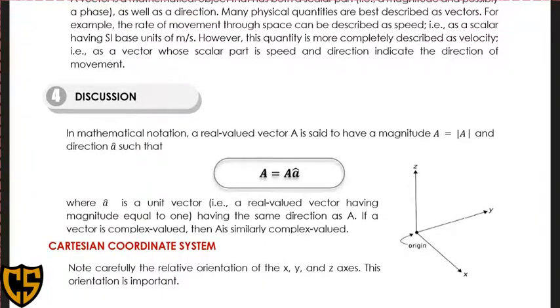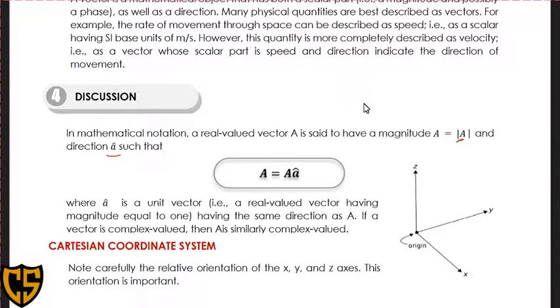So in mathematical notation, a real valued vector A is said to have the magnitude, represented by this symbol. So you can see here our symbol for magnitude, the absolute value. And the direction is this one. Okay, this value, the A with a symbol on top, represents our unit vector.